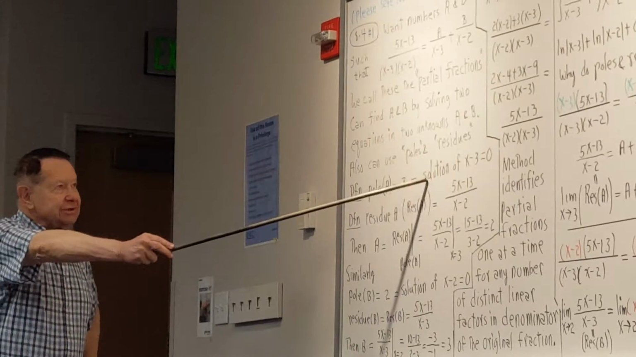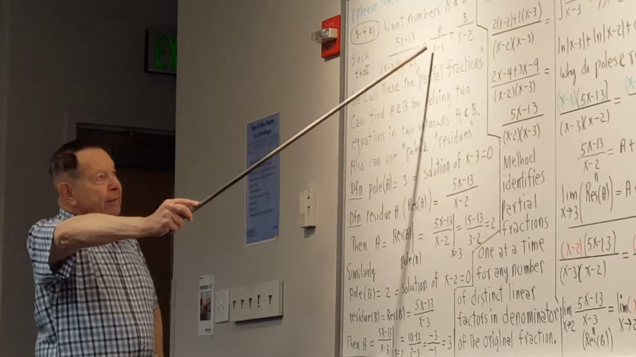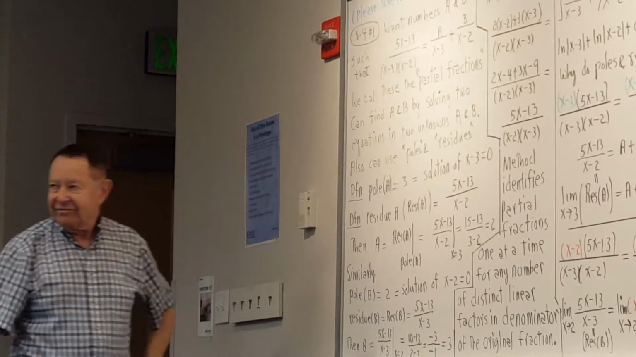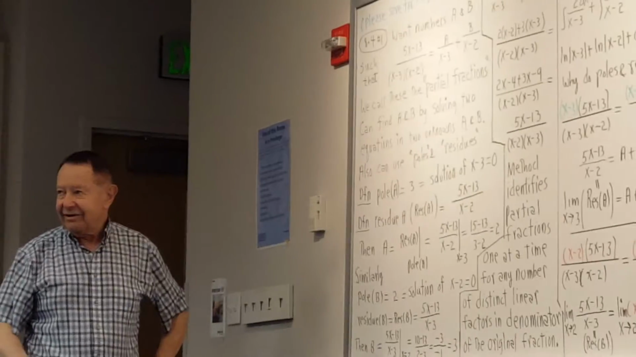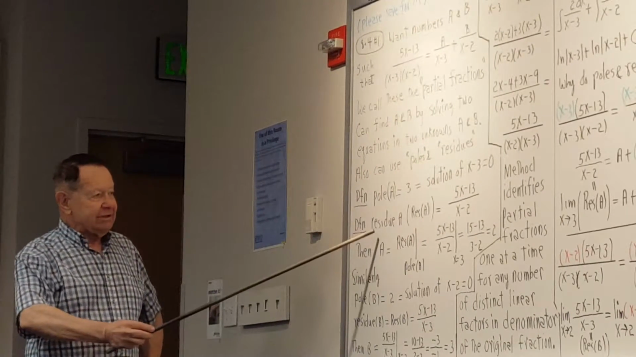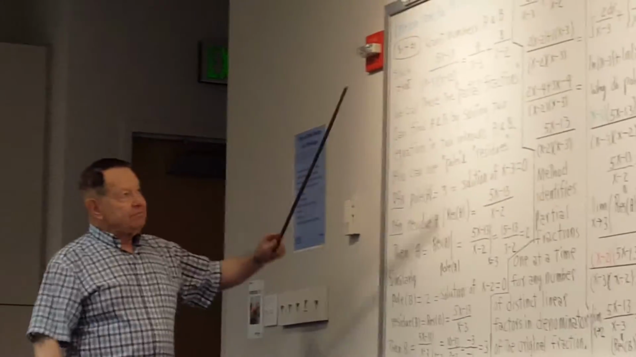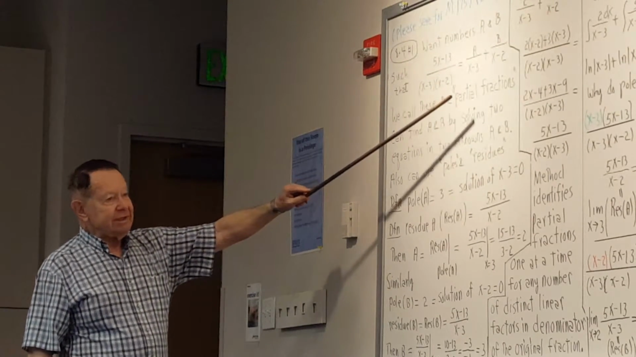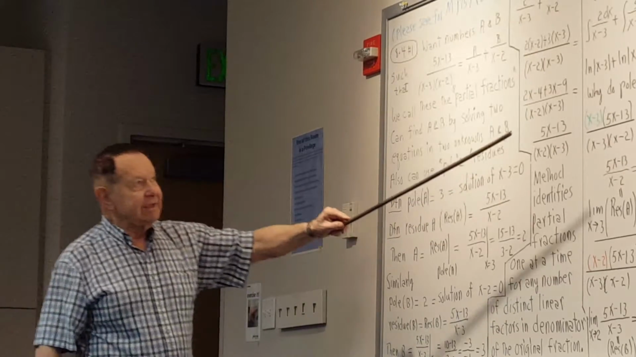It's the solution you get if you set the denominator equal to 0 and solve for x. So that's not hard to see. Okay, what's the residue? Well, to get A, what you do is say, as I have over here, why do poles and residues work?